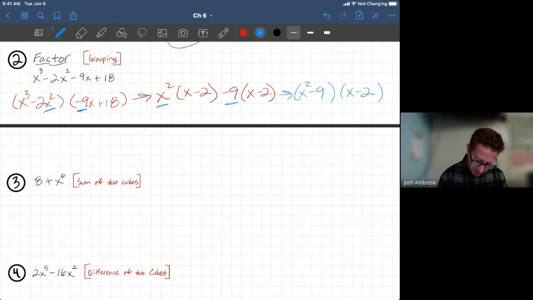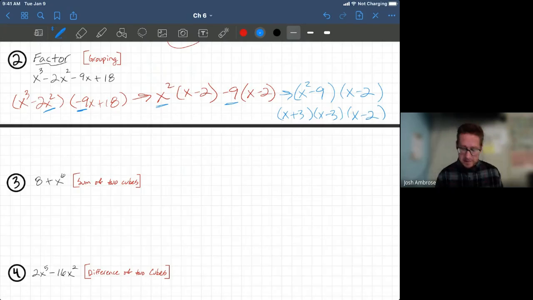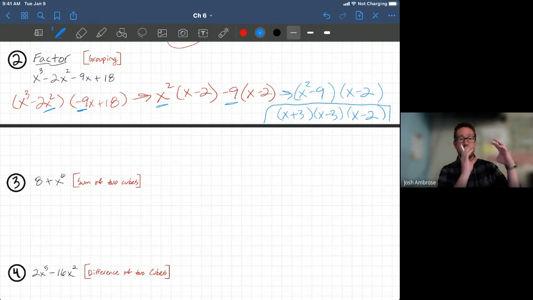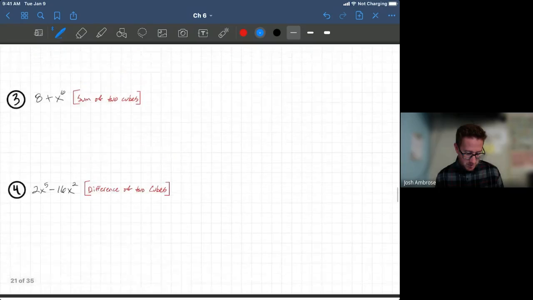That means we can actually factor one more time here. X squared minus 9 actually becomes x plus 3, x minus 3, and the x minus 2 simply drops down into the answer. And this is our final solution right there. Okay, so you're breaking this 4-term polynomial actually all the way down into 3 individual binomials. All right, let's now look at example 3.